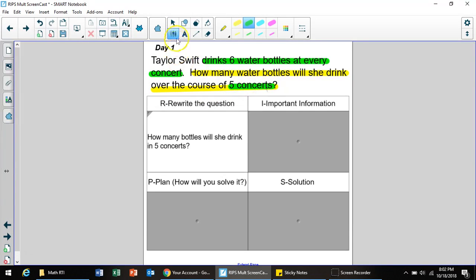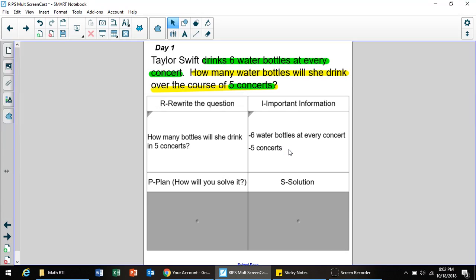She's doing 5 concerts. So when you go to write this out in your I box, you don't need to write out complete sentences. What you want to do is you want to write out the numbers and what the numbers represent. And I always like to use bullets to keep my work organized. If not, it's going to kind of be jumbled together. So I put down that she drinks 6 water bottles at every concert, and that there's 5 concerts.